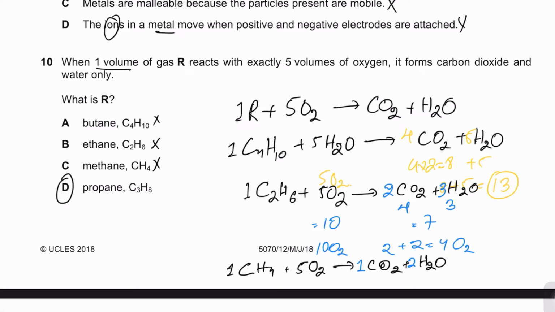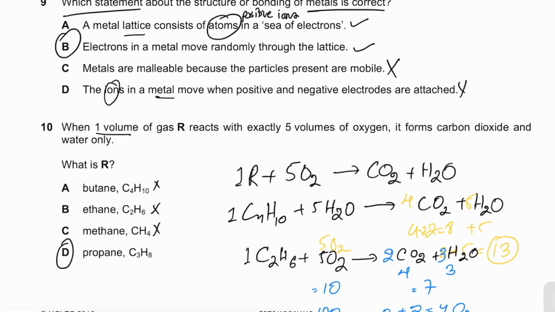So the correct option should be D, but let's just go ahead and check our answer. So we have 1C3H8 plus 5O2 going to give us 3 carbon dioxide molecules plus 4 water, making carbon and hydrogen balanced. Now we have 6 plus 4, yes, 10 oxygens. Over here we also have 10 oxygens.